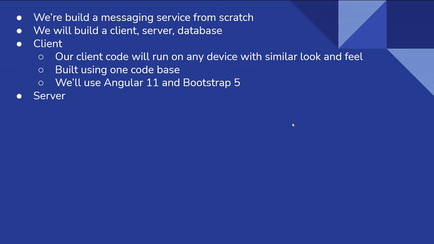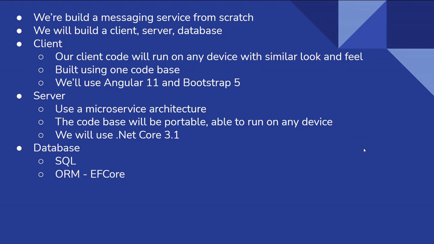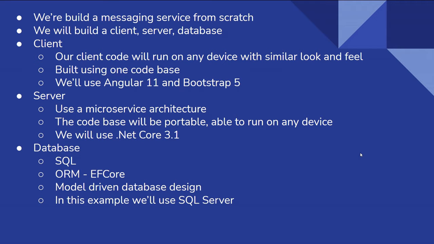We're going to build a server. It's going to use a microservice architecture. The code base is going to be portable. It can run on any device. And we're going to be using .NET Core 3.1. Our database is going to be a SQL Server database. We're going to be using an ORM framework, EntityFrameworkCore. And this is going to be a model-driven database design. Basically, we're going to build a set of models that's going to tell the database how it's structured. And as we said before, we're going to use SQL Server.